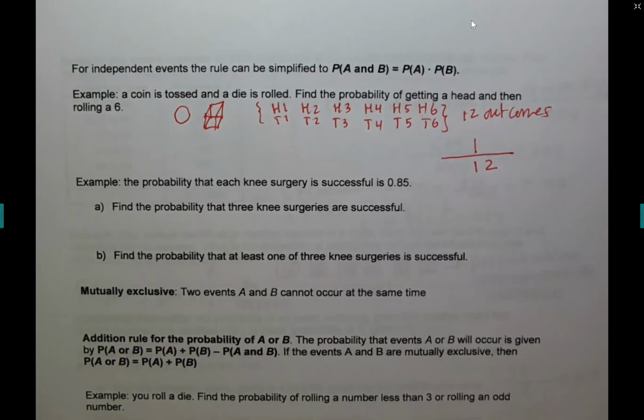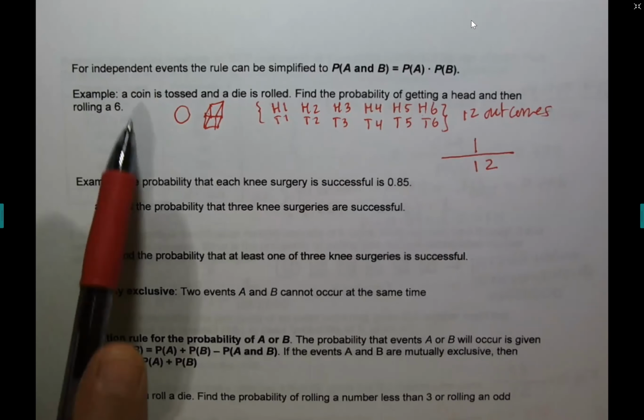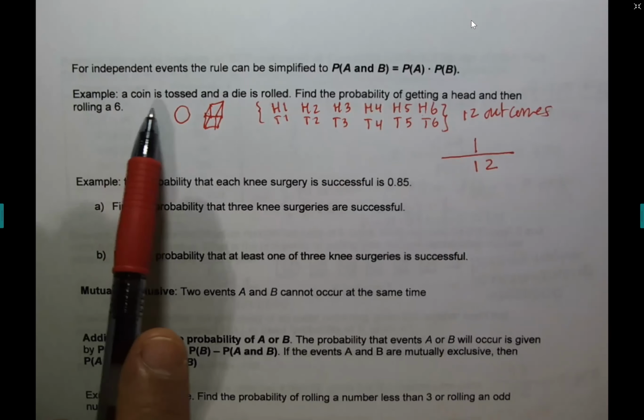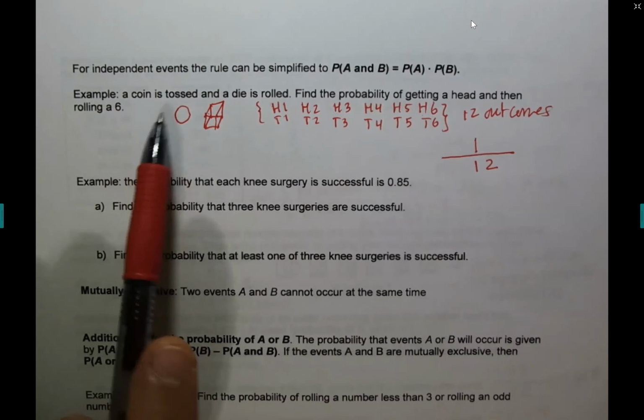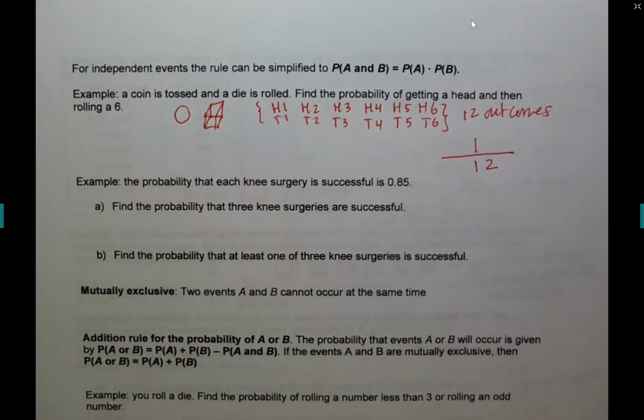So this is the answer to the question. Now I'm going to show you how to answer this question without even going through this and counting the outcomes. Do you guys agree with me that if we toss a coin and roll a die, the two events are independent? They have nothing to do with each other. They're two different actions. They're not related, so they are independent.